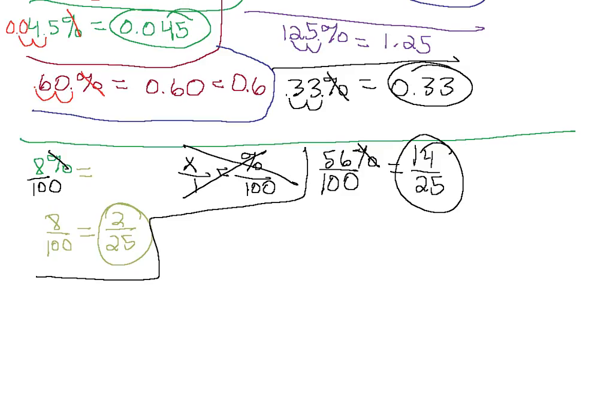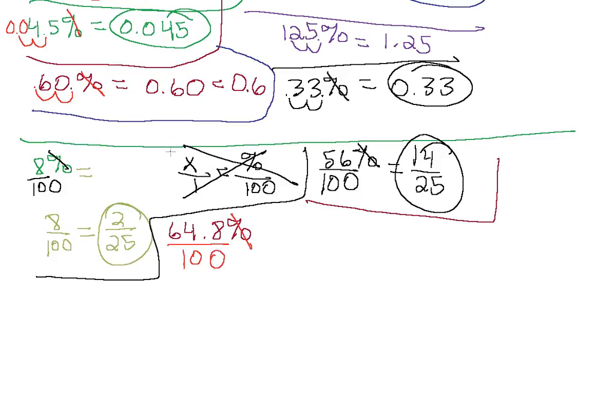And that's all there is to it. Okay, math is all about making things simpler. Let's say we have 64.8%. Okay, what are we going to do? We're going to drop the percent sign and write our number over 100.